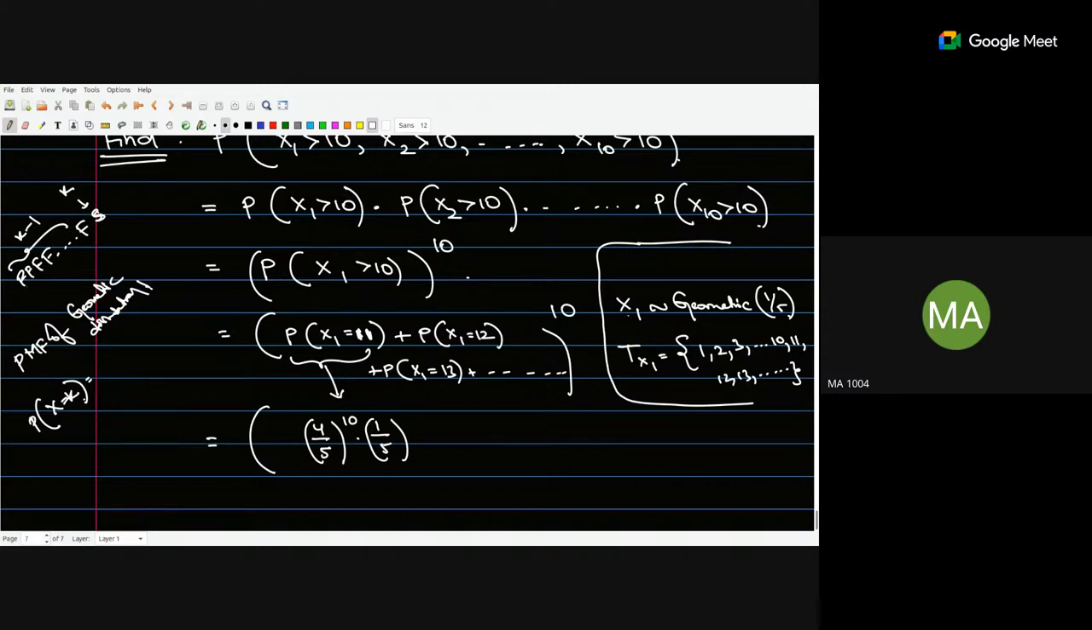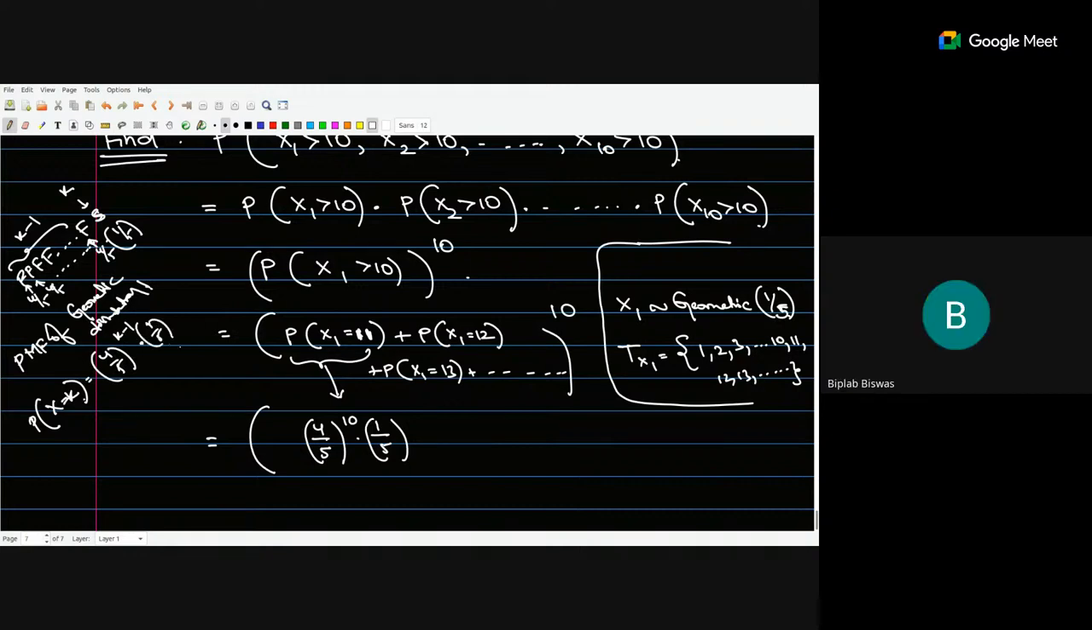So for getting a failure, you see the parameter here, there is 1 by 5. 1 by 5 is the probability of success. So for getting a failure, the first failure is 4 by 5. And the second time also getting failure is 4 by 5 and so on. The k minus 1th time also getting failure is 4 by 5. And finally, the kth time you get the success is 1 by 5. Getting a success is 1 by 5. So this will be (4 by 5) whole power k minus 1 times 1 by 5.